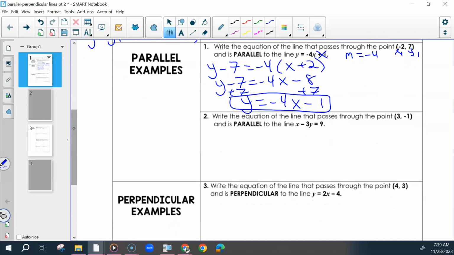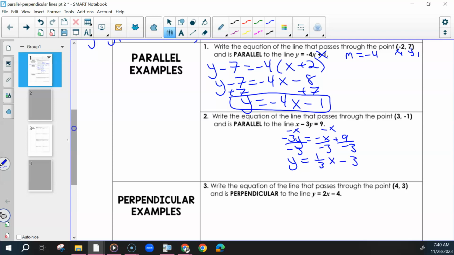Okay. For the next one, it is not in slope-intercept form, so we have to solve it and get it back in slope-intercept form by doing what? Subtract x on both sides. We have -3y equals -x plus 9. And then divide everything by -3. So y equals positive 1/3 x minus 3. This is not the answer to our question. It is just rewriting the original. So just like before, we can cross out this y-intercept. We don't need it.